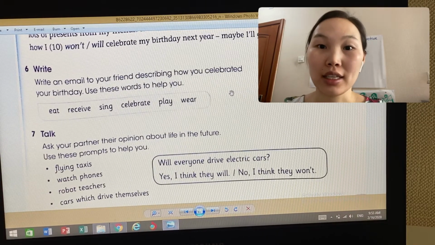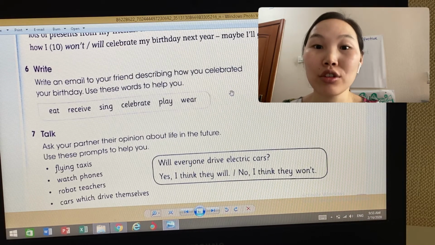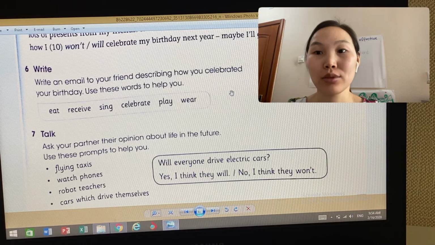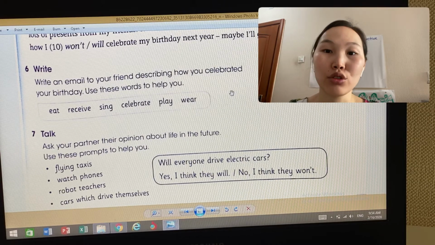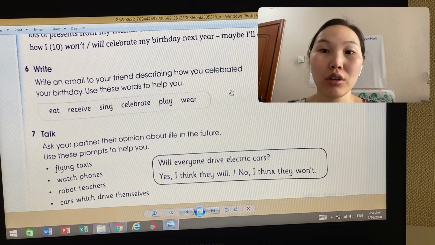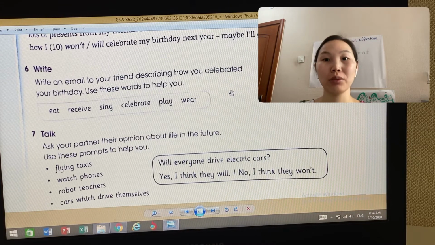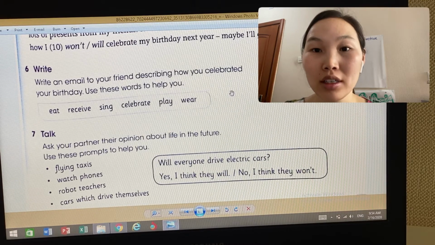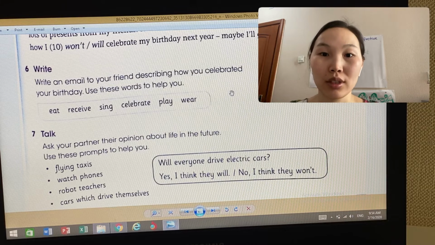So the third task is to write an email to your friend describing how you celebrated your birthday. That task we actually already did, so you don't have to do it now because you already submitted it, how you celebrated your birthday and the plan of how you will celebrate your next birthday. We've already done it, so skip that part and move on to the next one.